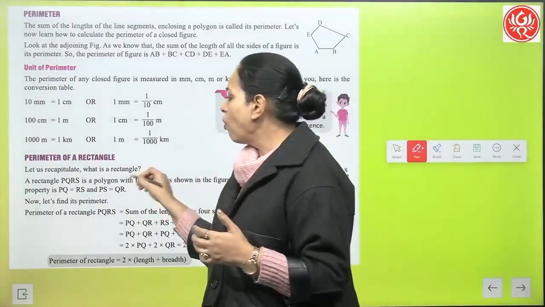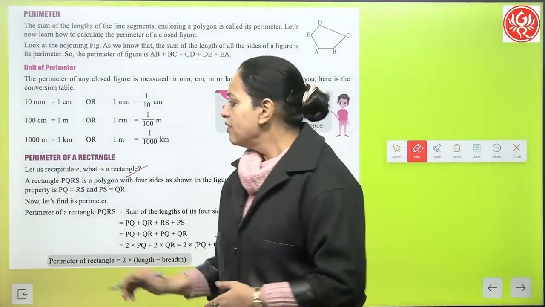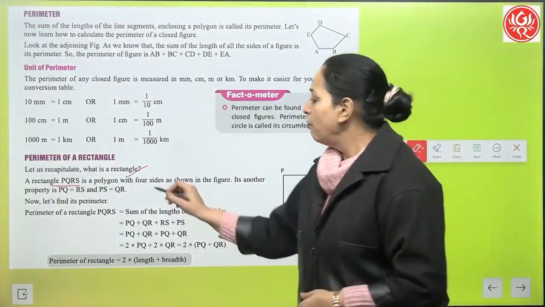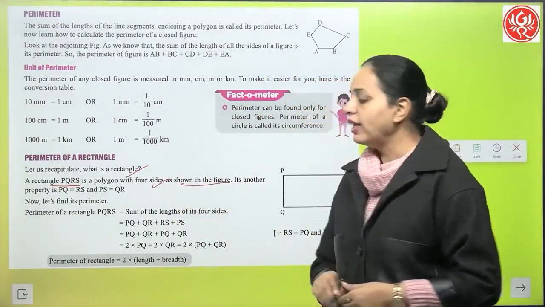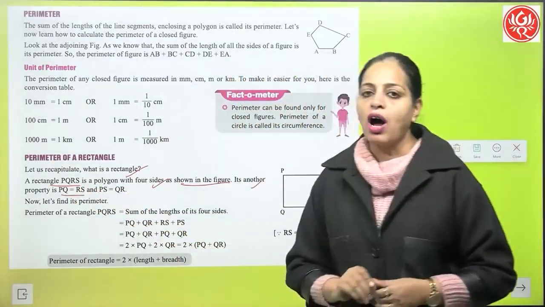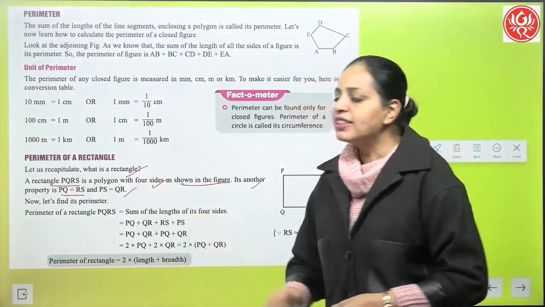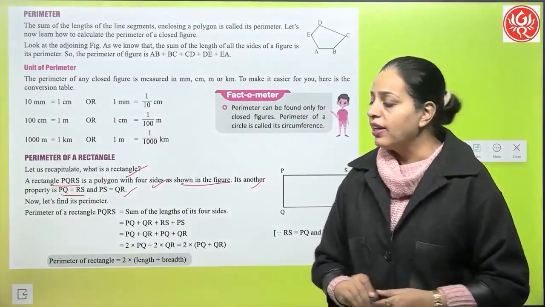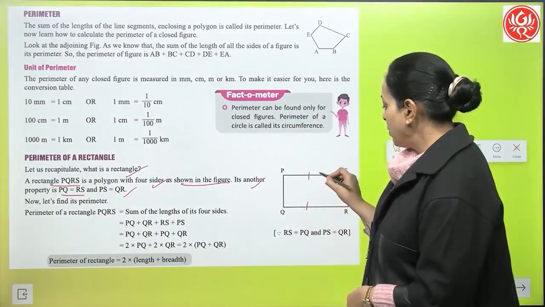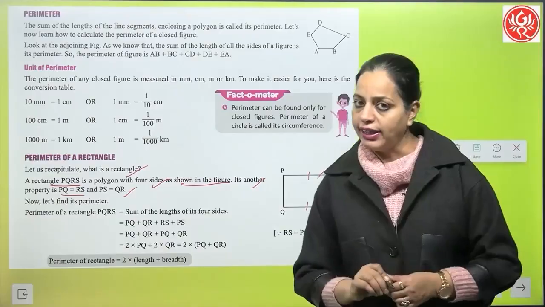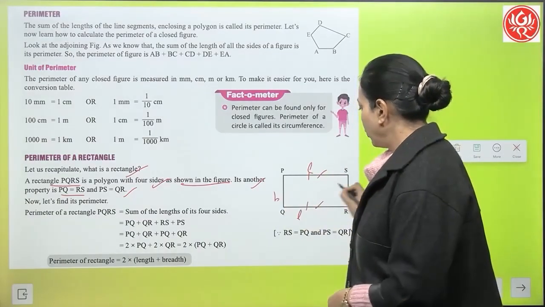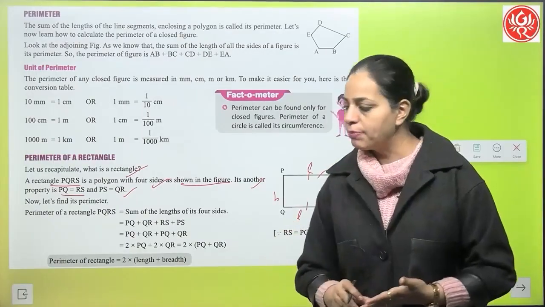So let us revise. What is a rectangle? See, a rectangle PQRS is a polygon with 4 sides as shown in the figure. Its another property is PQ equals to RS and PS equals to QR. So you can see PQRS is a rectangle. जिसमें PS and QR are equal. These are length and these two are breadth. Okay. Now how we can find its perimeter?